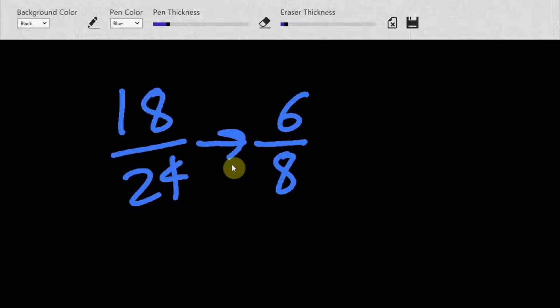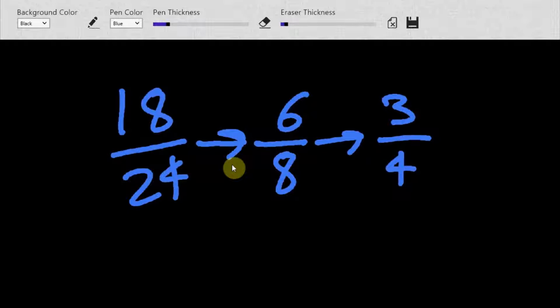As you can see, or as you could probably tell, there are still common factors between 6 and 8. So it's not fully simplified. Common factors between 6 and 8 are 2. So we then divide top and bottom by 2. 6 divided by 2 is 3. 8 divided by 2 is 4. We're left with 3 over 4. There are no more common factors between 3 and 4, the numerator and the denominator. So this here, 3/4, is a fully simplified version of 18 over 24.